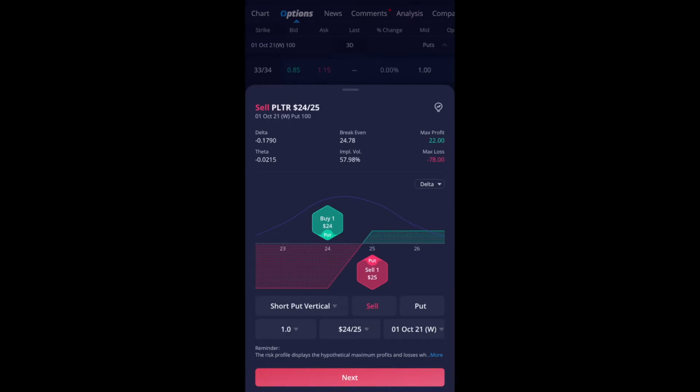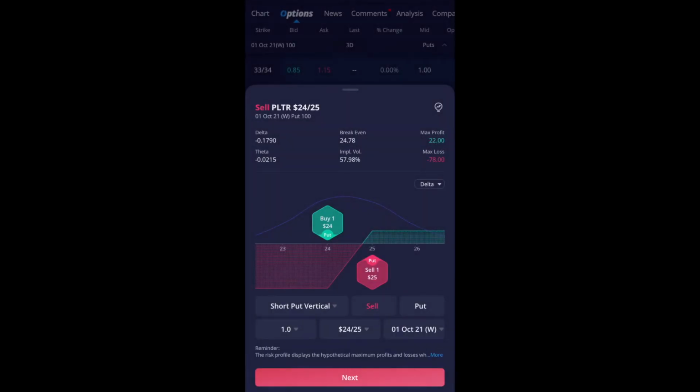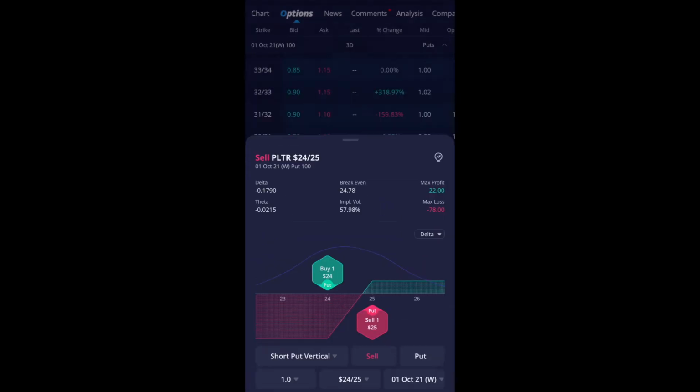So I'm going to do a sell. Notice that my vertical width is 1. You could change it to 2, 3. So with 1, basically I'm working with around $100. So 22 plus the 78 is equal to $100 I'm working with. So go ahead and hit next if everything checks out right for you.